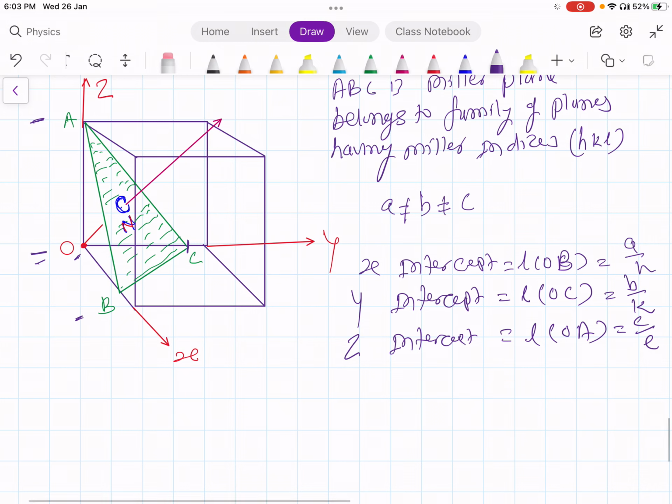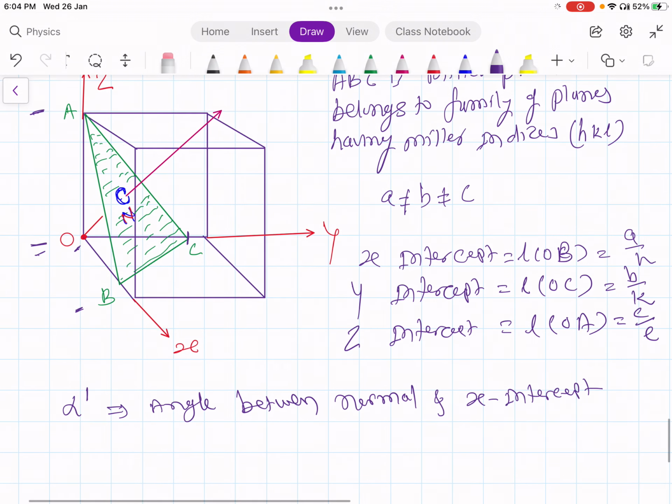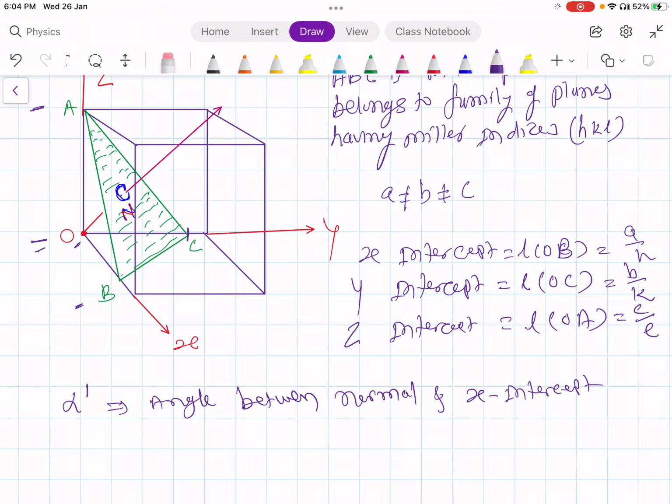Then let's say the angle alpha dash. Alpha dash is the angle between the normal and the x-intercept. You can say x-axis also. So this angle here is alpha dash.